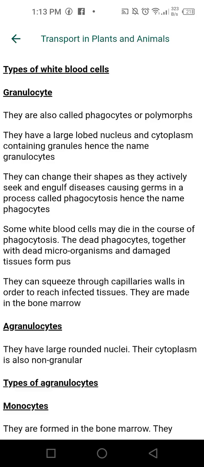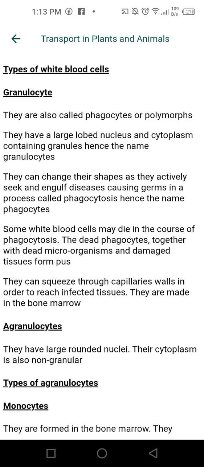Types of white blood cells. Granulocytes. They are also called phagocytes or polymorphs. They have a large lobed nucleus and cytoplasm containing granules, hence the name granulocytes. They can change their shapes as they actively seek and engulf disease-causing germs in a process called phagocytosis, hence the name phagocytes.